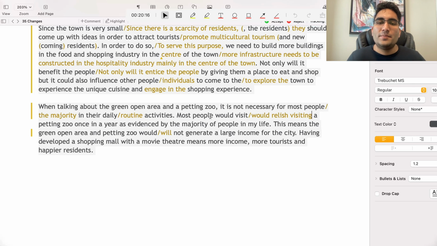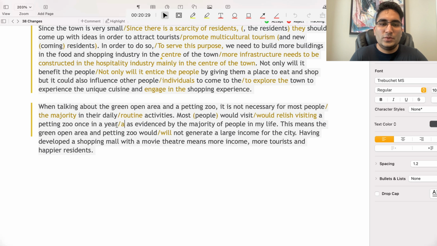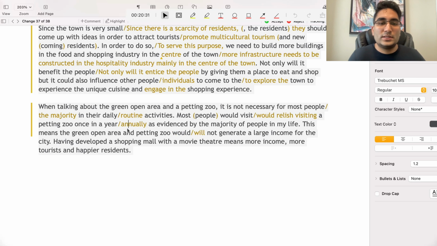More fancy. People, let's not say anything. When you say "most," it's enough. Save one word. Most would visit, or most would relish visiting a petting zoo once a year, or again, save some words, annually, okay? It's also more fancy than once a year, annually. As evidenced, nice word, by the majority of people in my life.